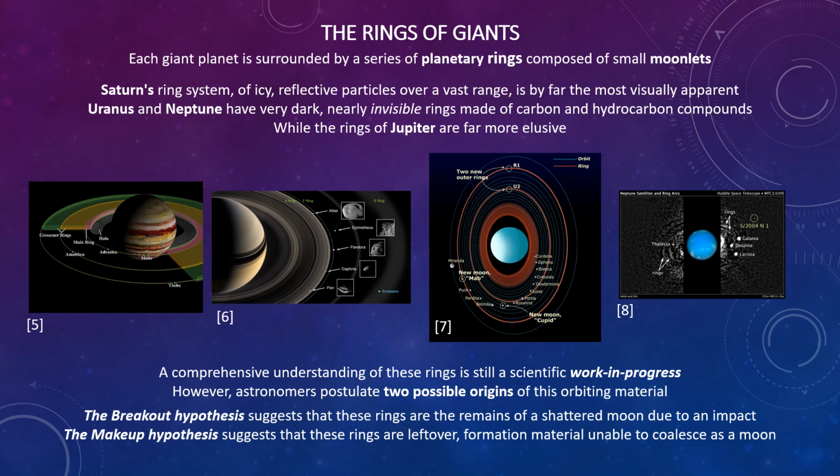So Saturn's ring system is composed primarily of icy reflective particles, and they have a vast range of sizes, and they are very, very visually appealing. I would say that Saturn's by far the prettiest object in our solar system just because of those rings.